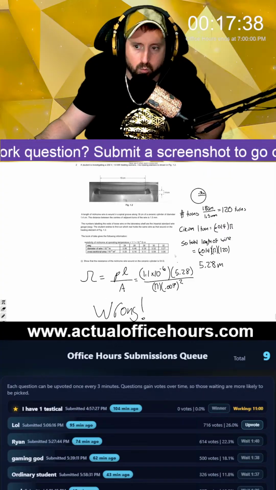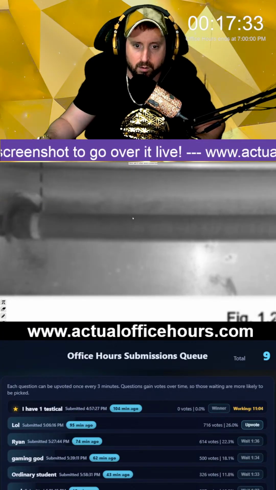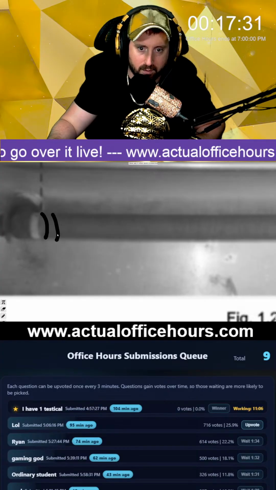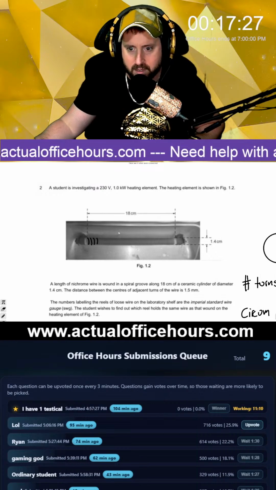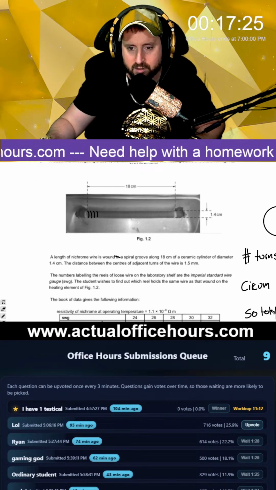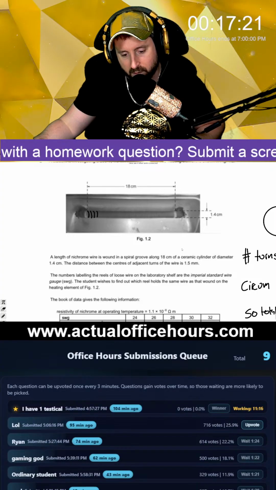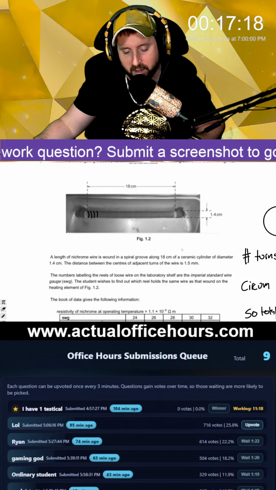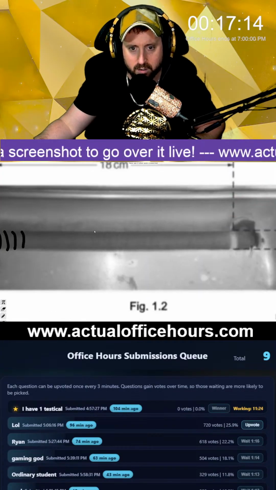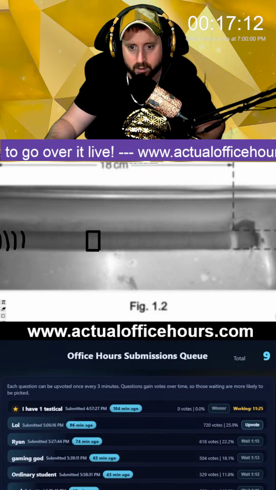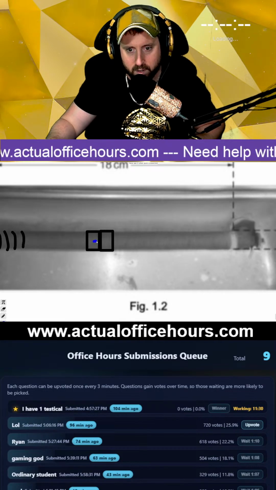You're right. It should work this way. I'm actually really curious. Because the way I see it, you have these loops of wire, and if you know the distance between the centers, then that should be the same thing as... I don't know. Let me think about this. If you have two pieces of wire, and you know the distance between the centers.